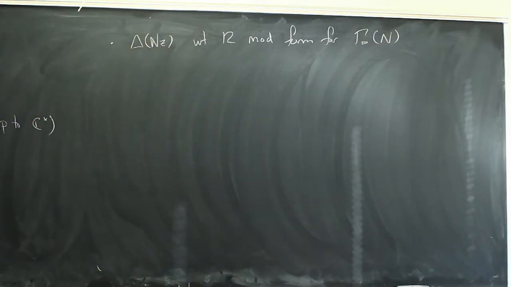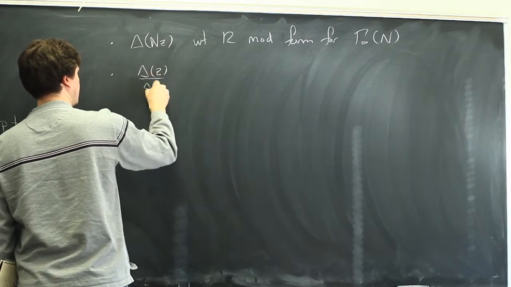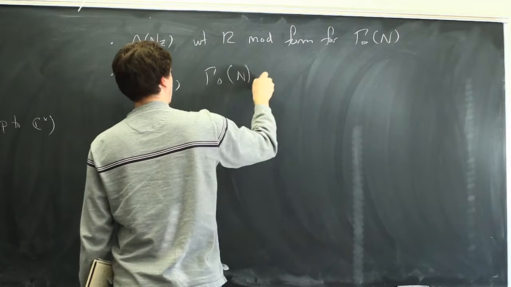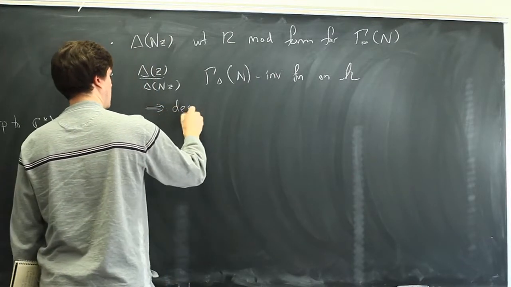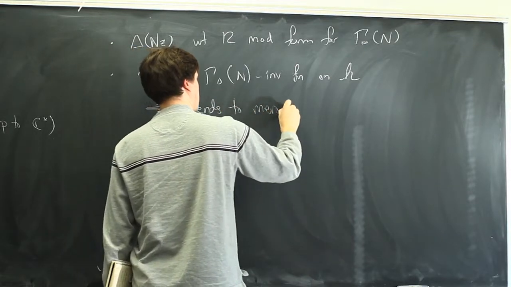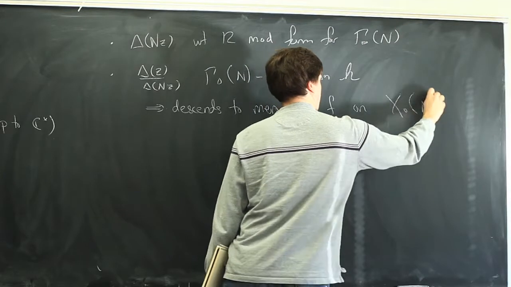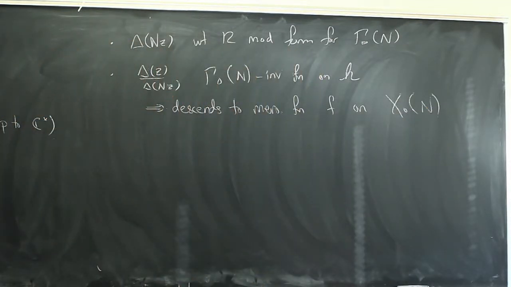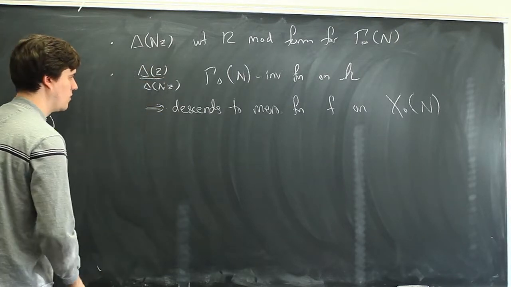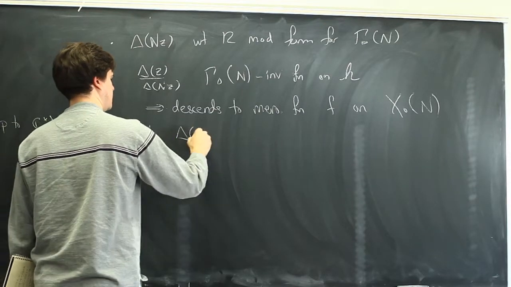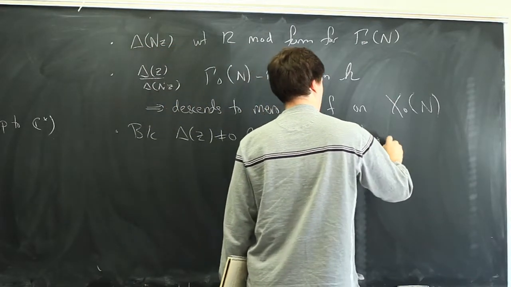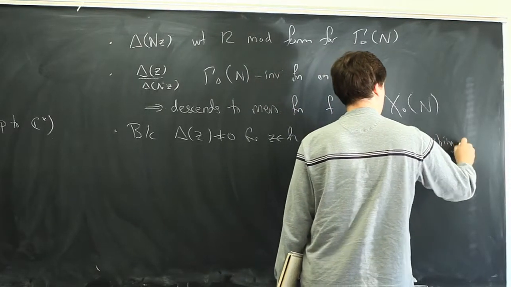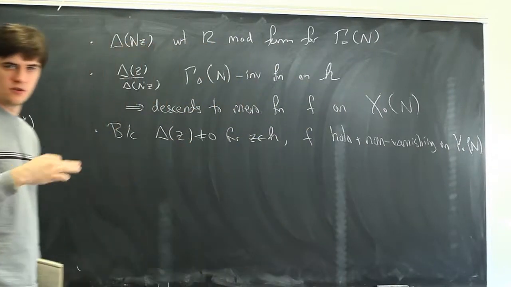And of course, it also doesn't vanish on the upper half plane. So we can look at the quotient. If we do delta of z divided by delta of nz, this is a gamma 0n invariant function on the upper half plane. And so it therefore descends to a meromorphic function on X0n, which I'll call f. And because delta is nowhere vanishing, this function f has no zeros or poles on Y0n. In other words, the divisor is just supported at the two cusps.